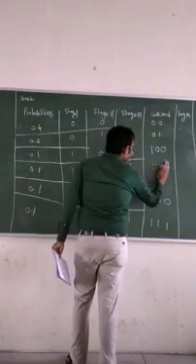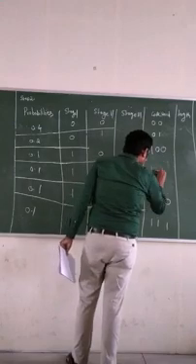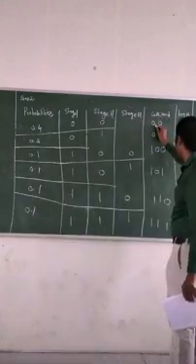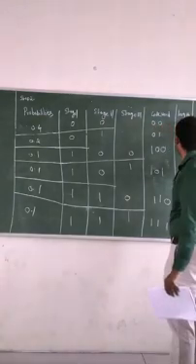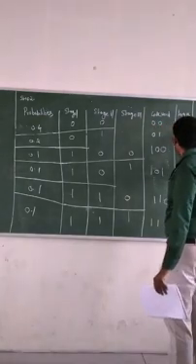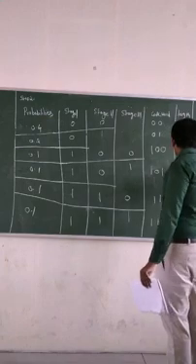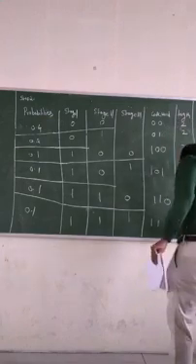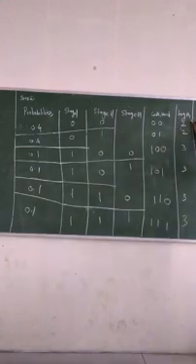Next will be the length. Length is nothing but the length of the code word. Okay, so how many bits are there? 2 bits. So first code word 2, second code word 2, third code word 3, fourth code word 3, fifth code word 3, and sixth code word 3. So length is nothing but the length of the code word.